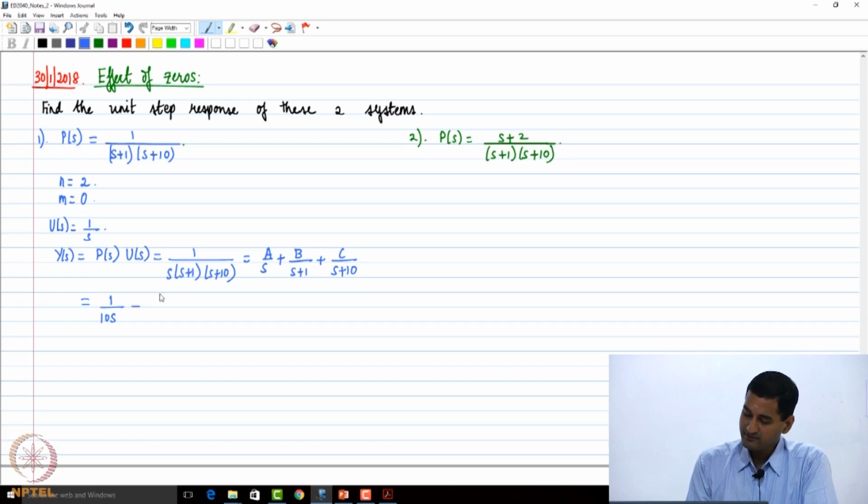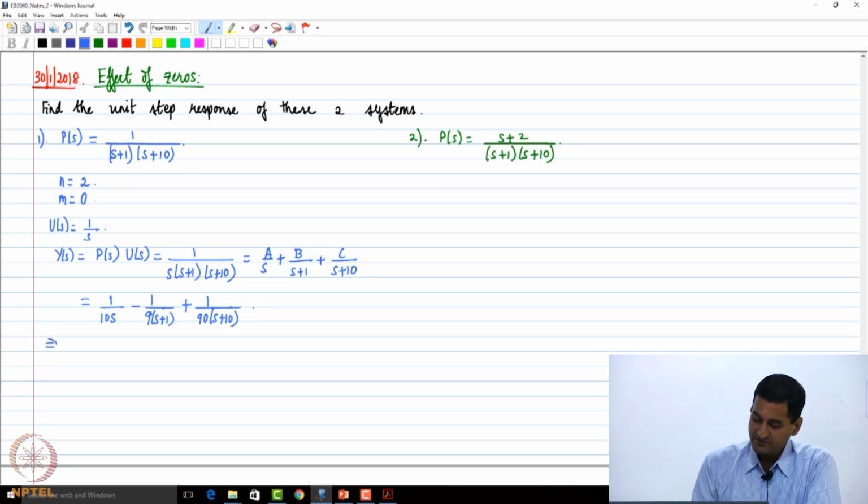Minus 1 divided by 9, right? And what about... is it minus 1 by 90 or plus 1 by 90? See, you multiply both sides by s plus 10 and substitute s equals minus 10, you will get minus 10 times minus 9. So that becomes plus 90, right? So you will get plus 1 by 90 times s plus 10, right?